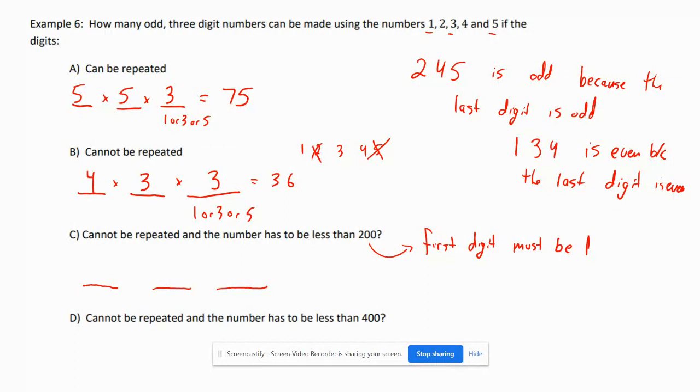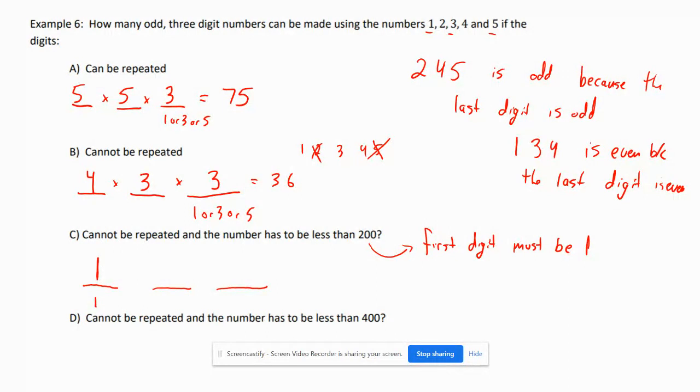And here's why. If the number began with a 2, that would be a number in the 200s, and that means it's not less than 200, or 3, or 4, or 5. Those ones are all going to be bigger than 200. So really, there's only one possibility here. This number has to be the digit 1.